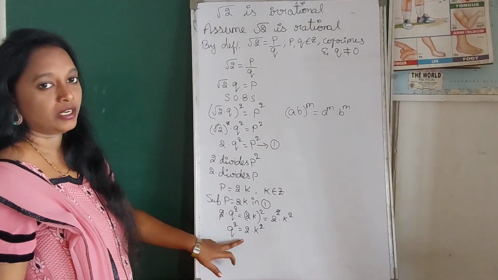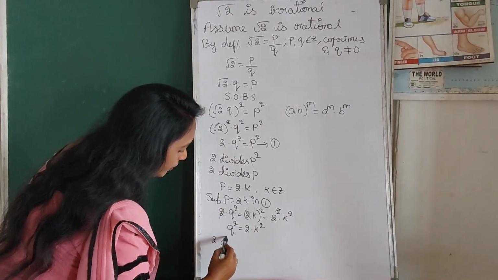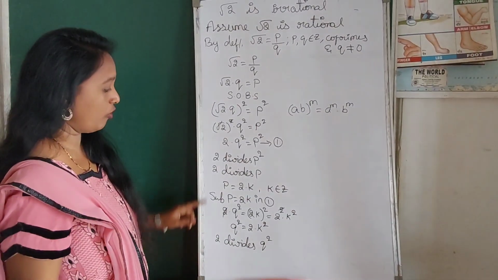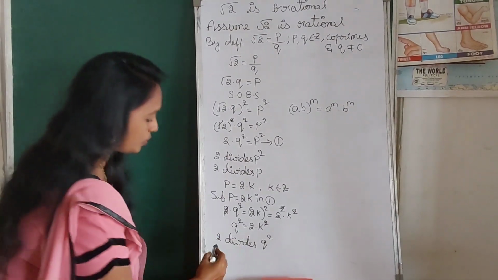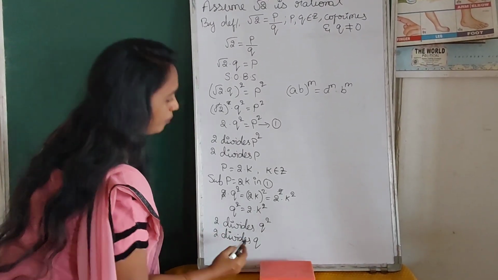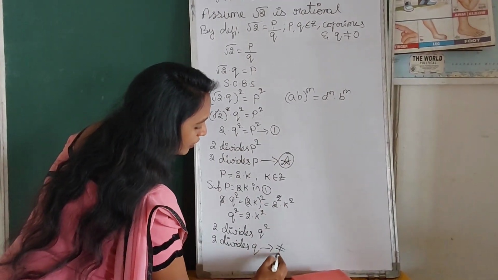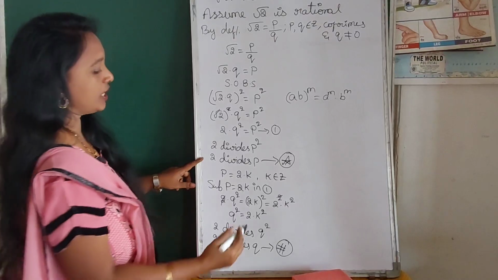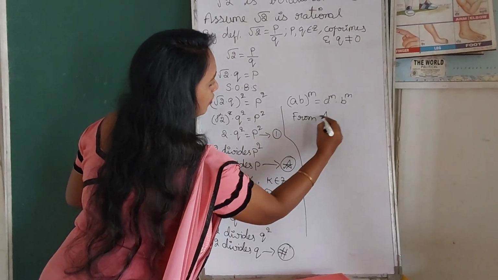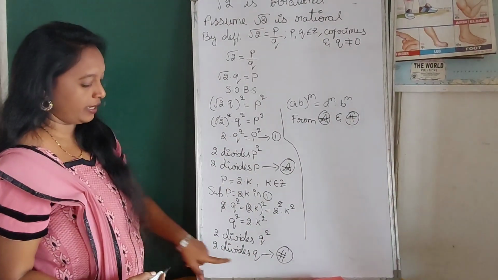So again you got q square is a multiple of 2. That means again 2 divides q square. Following the same logic, if 2 divides q square, then 2 divides q. Take this as star and take this as hash. So from star and hash, 2 divides p and 2 divides q.